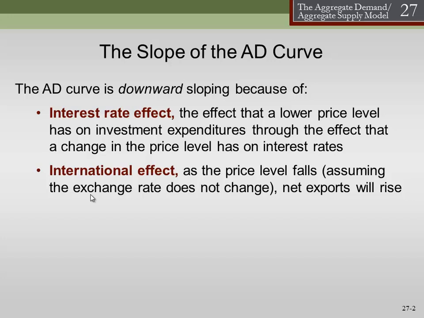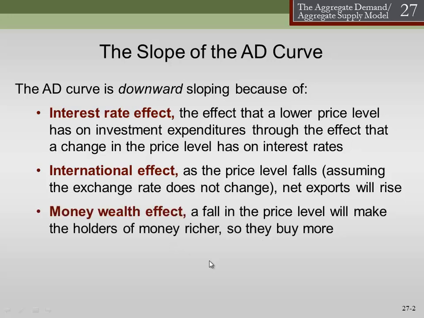So here we have an opposite direction between the real GDP demanded, real output demanded, and price level. So we saw that here as price level decreases, interest rates will decrease, causing investment to go up. So price level goes down. Aggregate demand for goods goes up. International effect, the foreign sector demand will go up if price level falls.